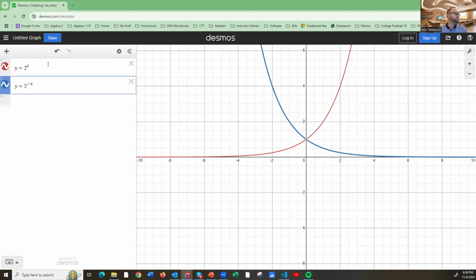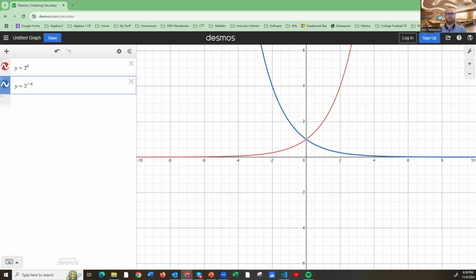So here you see the two functions or equations typed in. If I only want to see the red line, there it is. If I don't want to see any lines, click them both off. But here's the red line, and then here is the blue line, the second equation. So look at those and think about what changed when I graph the blue line.